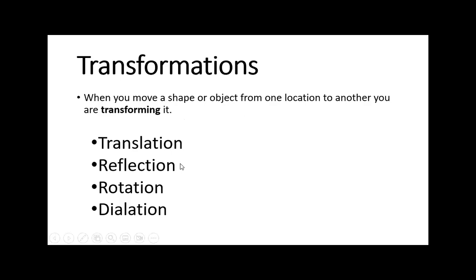So there are 4 primary things we can do, and we're going to go over what each of these is. There are 4 different types of transformations. You don't have to write this down. When you move a shape or an object from one location to another, you're transforming it, and you can transform it 4 different ways. You can do just one of these at a time, or several at a time. We have translation, reflection, rotation, and dilation. The main goal today is exploring all 4 of these.